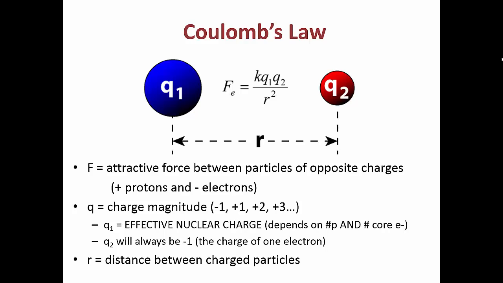And one of those Q values is going to represent what we call the effective nuclear charge. And when we think of it that way, then our F force will tell us the attraction between one electron and the nucleus. And then R is the distance between the charged particles. We have seen that R is directly related to the shell number that the electron is located in.